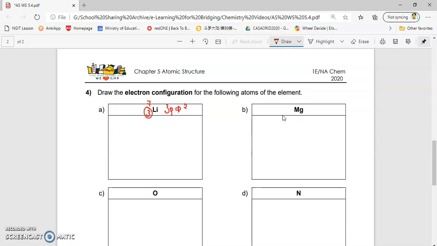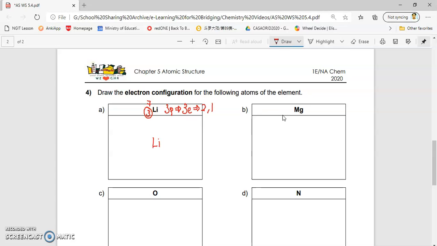Knowing that there are 3 protons, I know there are 3 electrons, and hence the configuration, if I got 3 electrons, will be 2, 1. Because the first shell holds 2, the leftover 1 will all fit in the second shell. So how do we draw the electronic configuration?